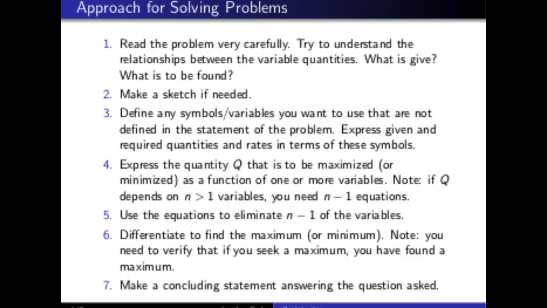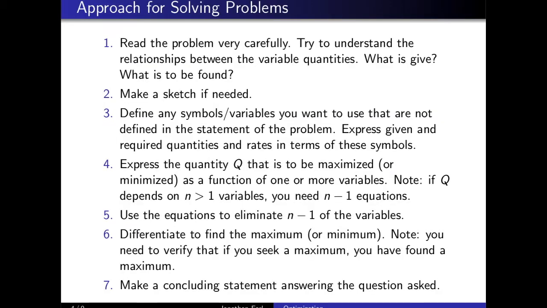Okay, so in general, we're going to use a very nice setup, very similar to what we did with related rates. Some of the steps are exactly the same, the first ones in particular. First, read the problem, make sure that you know what you're trying to find and what you have to play with. Two, make a sketch if need be. Three, define any symbols that aren't given.